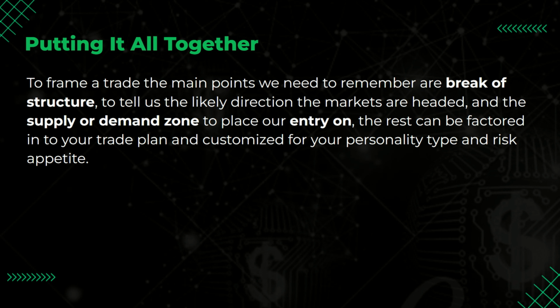And so to frame a trade, we need to basically remember in the back of our head all 5 of those points, all 5 of those steps. But the main things are a break of structure to tell us the likely direction that the markets are headed, and then also remembering supply and demand zones that we can place our entry on. So it's really break of structure, supply and demand, and entries that are most important in actually framing a trade immediately. You still need to keep in mind your profit targets, as well as if you're going to watch for a change of character. But the profit target can be placed kind of after the fact.